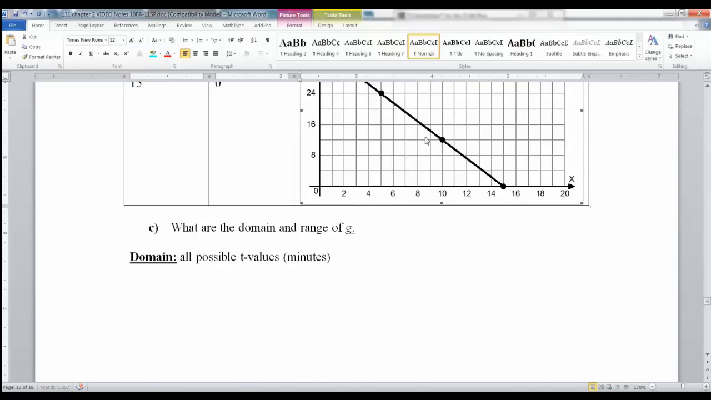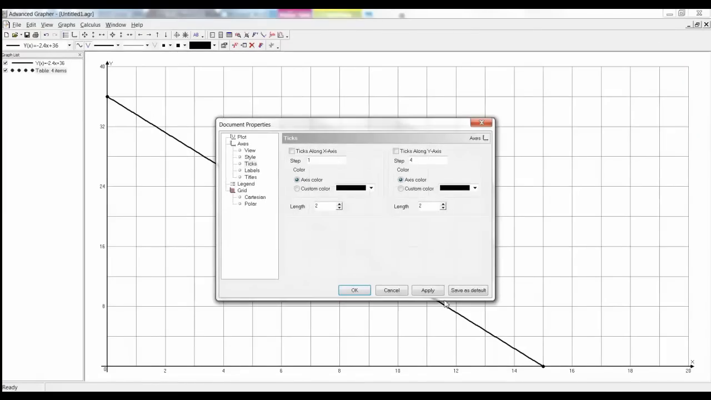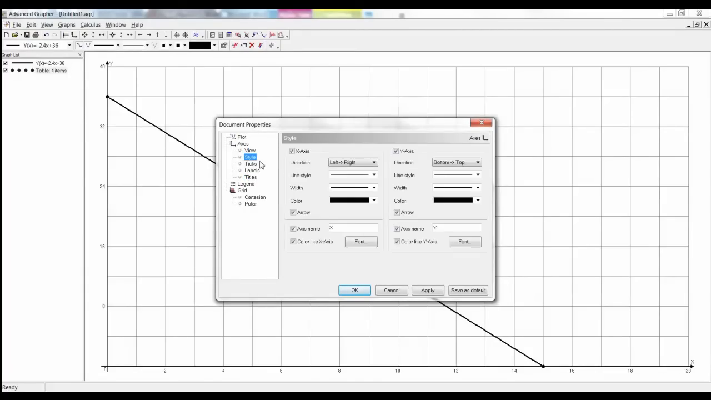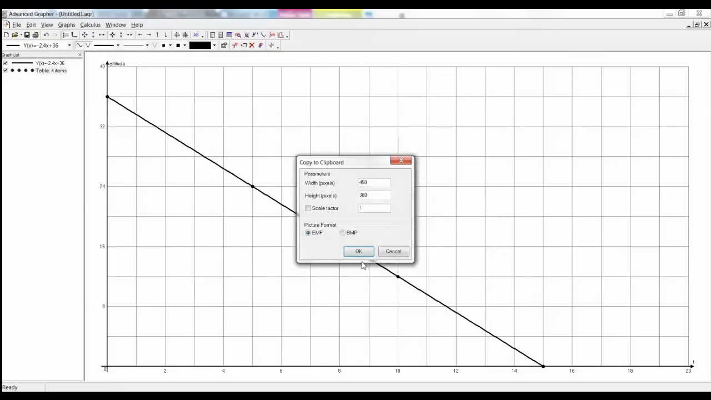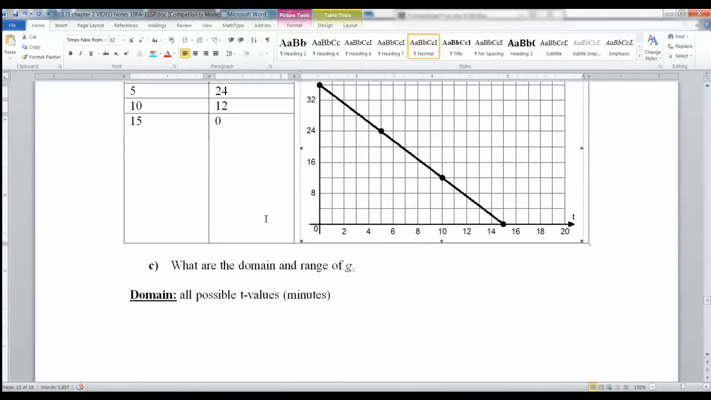That's actually one bad thing about this graph I have. I better go fix that. Fix the properties. The title for my axes is not x and y, it's t and A for altitude. That way, when I bring it in here, that's more accurate. T for time and A for altitude.